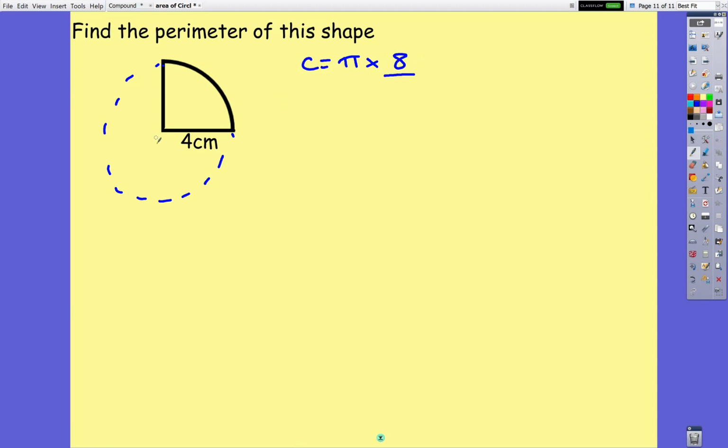It's 8 because we've got 2 lots of this 4. That 4 is only the radius, so we want 8. Which gives me a total of 25.13274123. Now that's all of my shape. I don't want all of my shape, I only want this section here.